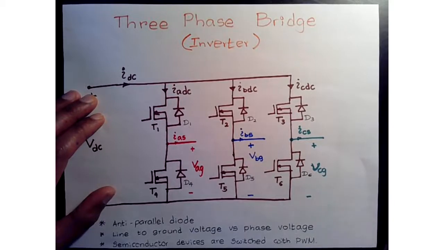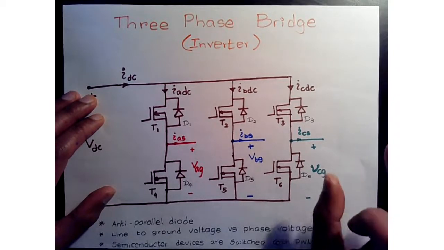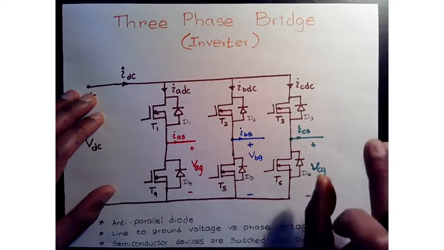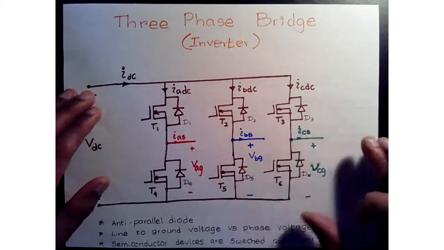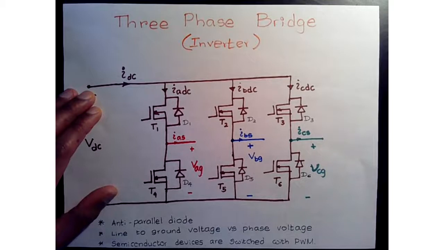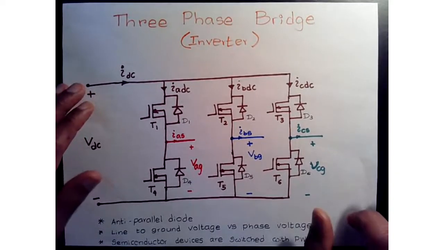Because if you are looking at the phase voltage of the motor, that is with respect to the neutral, if it's a Y-wound machine. So there's a little bit of a difference there, and we will see that when we go in, at least towards the end of this discussion. Okay, and then we talked about how these switches are being pulse width modulated.